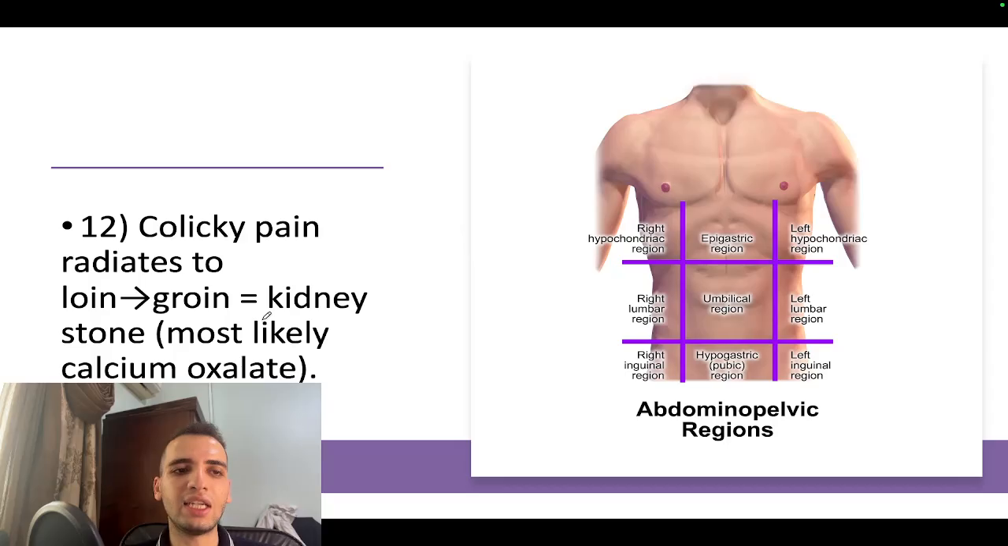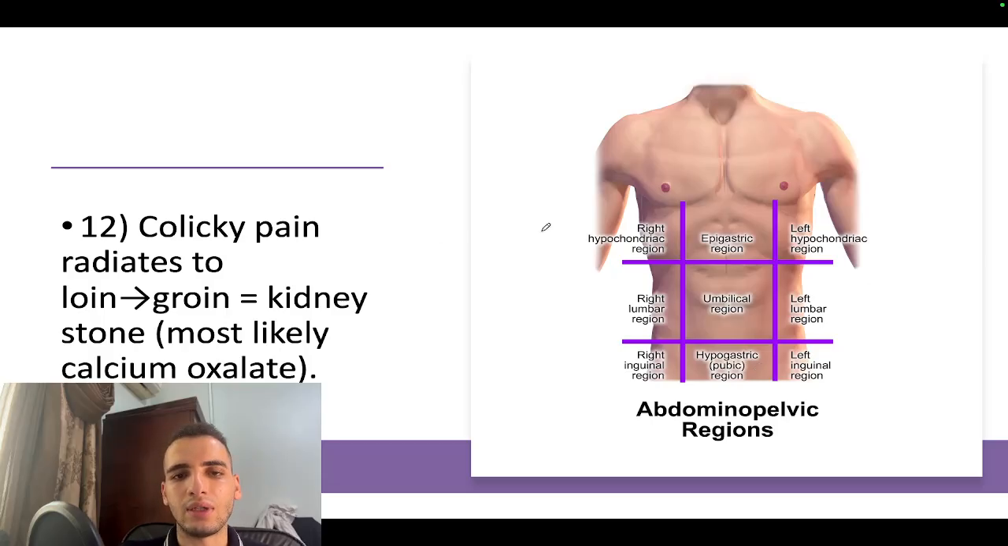If you see colicky pain that radiates to the loin or groin, think about kidney stone. And if they didn't give you a specific keyword, usually it's calcium oxalate because this is the most likely cause. And the treatment is simple, just hydration, too much water.